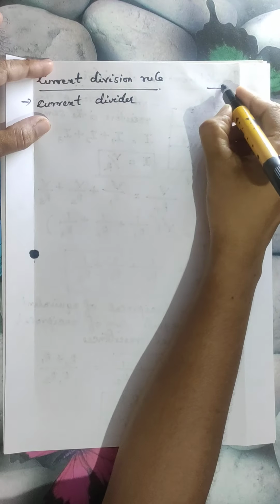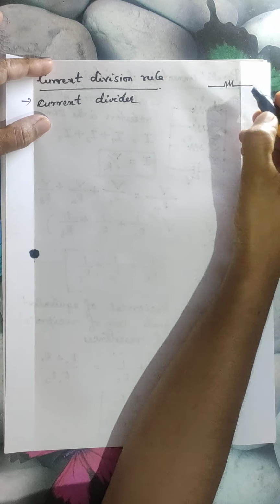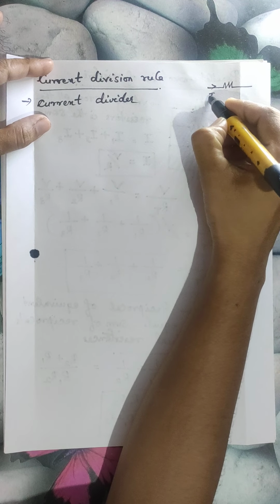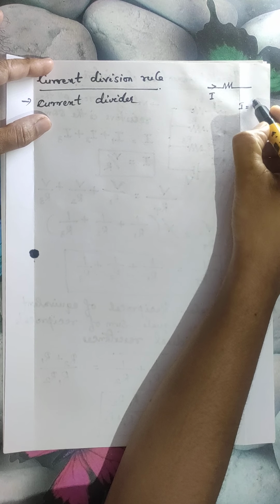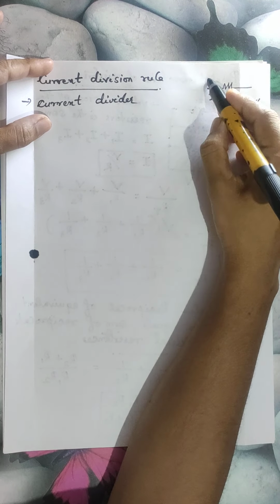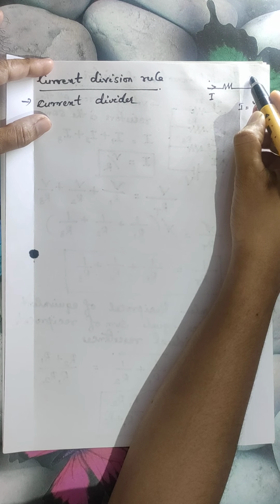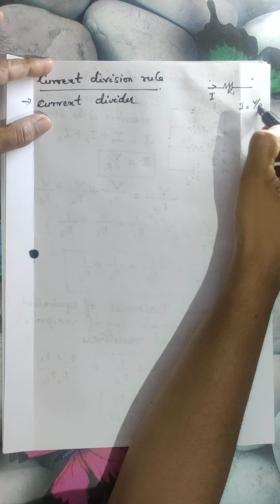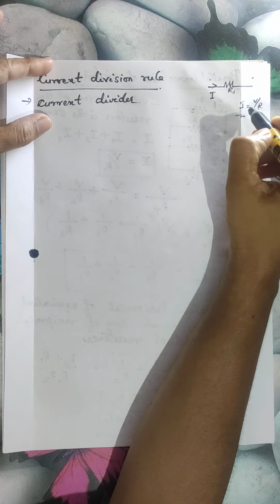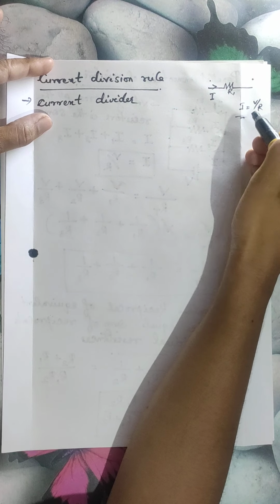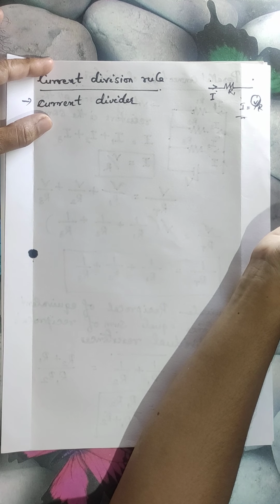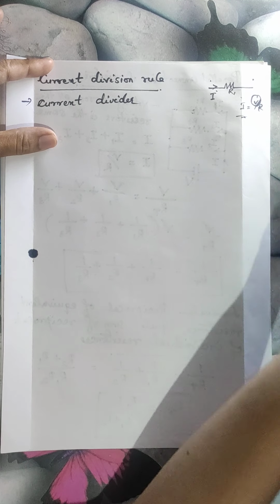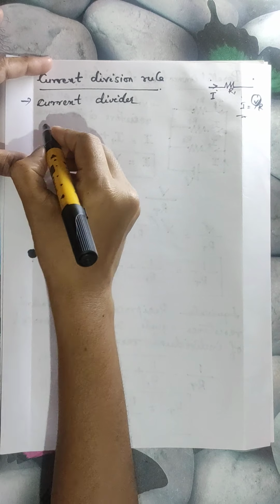So if this is a particular branch and if we have to calculate the current through this branch, according to Ohm's law, I is equal to V by R. So if we know the voltage across this branch and resistance of this branch, we can calculate the current. But the current division rule helps to calculate the current without knowing the value of this voltage. Okay. So now let us see how it works.